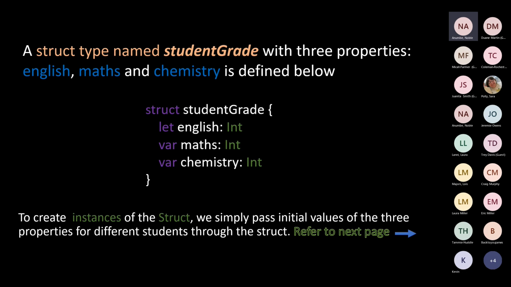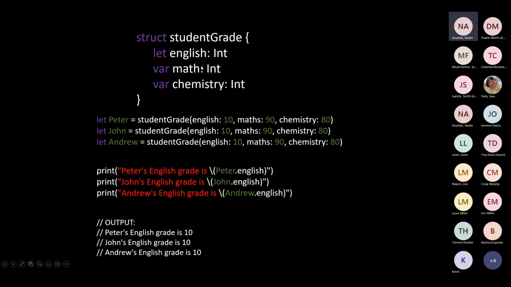Okay. A struct type named student grade with 3 properties, English, math, and chemistry, is defined below. So we've created a struct, and that struct is called student grade. And I'm like, let English equal this, let math equal this, and let chemistry equal this. This is supposed to be a variable, but it's okay. Change this to variable. So to create instances of the struct, we simply pass initial values of the 3 properties for different students through the struct. This is an example of what I'm referring to. I've created a struct, student grade. Boom, we have all of this.